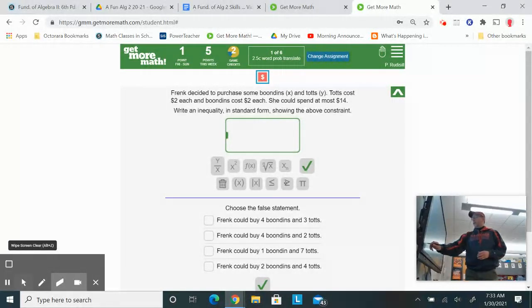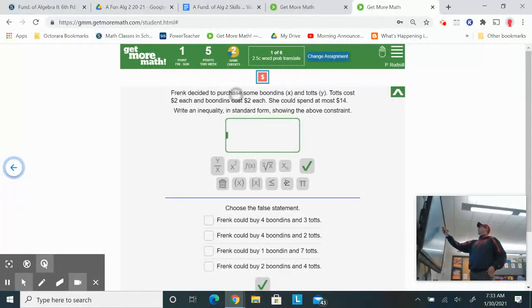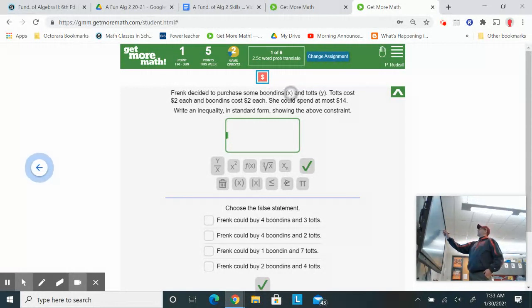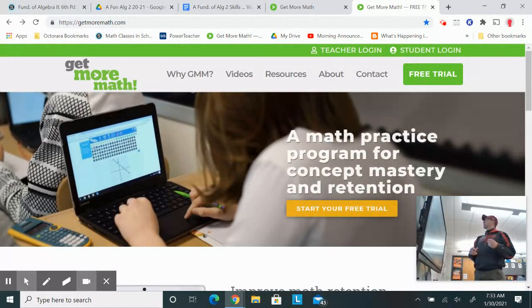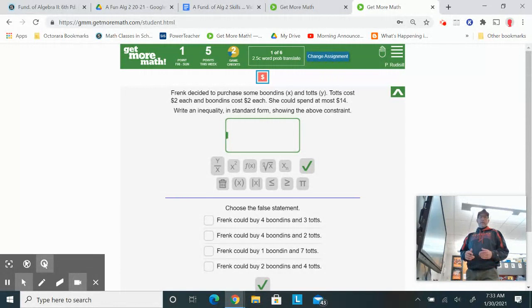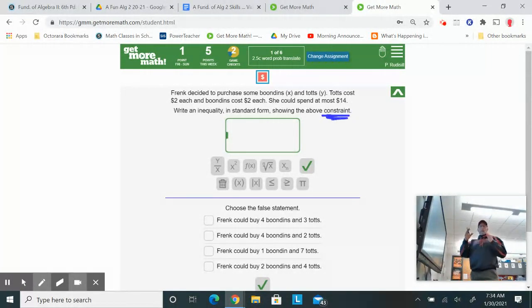So this one's about Frank. Frank decided to purchase some Boondins. There's X of those, and tots, there's Y. Tots cost $2 each. Boondins cost $2 each. She could spend at most $14. Write an inequality in standard form showing the above constraint. So a constraint is a rule you've got to follow, or just limits you've got to follow.